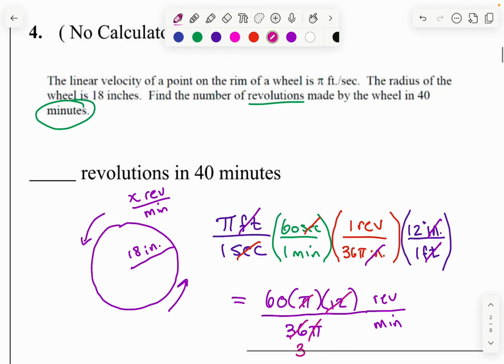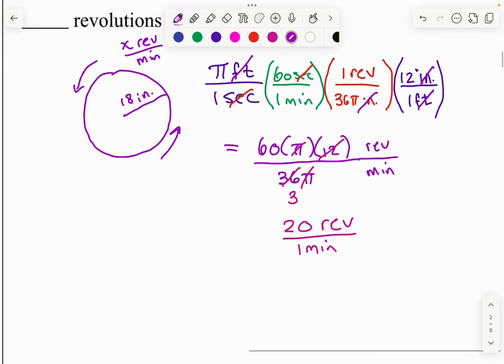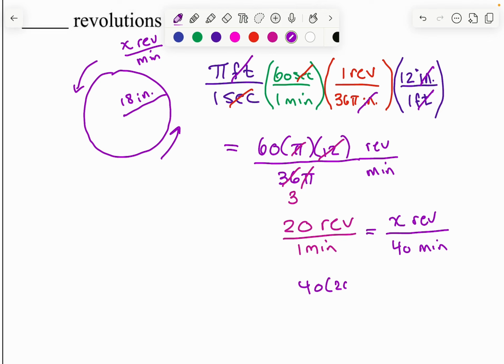What do we want? We want the number of revolutions in 40 minutes. Okay, we'll just set up a little proportion. This needs to be a 40, and I don't know what this is, so it's x revolutions. Okay, and you can cross multiply. 40 times 20 should equal 1 times x. And 40 times 20 is 800.